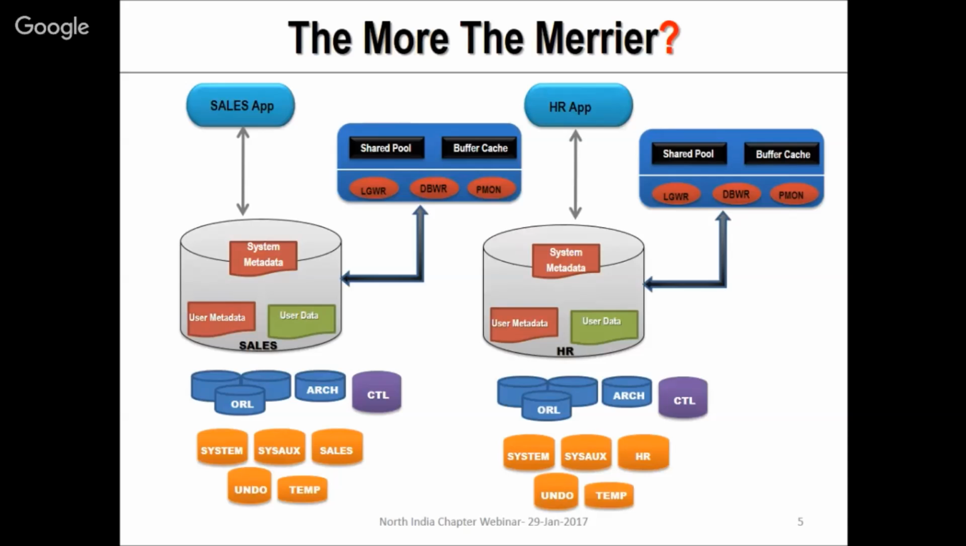The second thing is the instance. Of course, we do need an instance because the instance serves as a bridge between the database as well as the user. But we can see over here very clearly that we've got two shared pools, two buffer caches, and of course, many such structures created redundantly because we have an individual instance for each database.